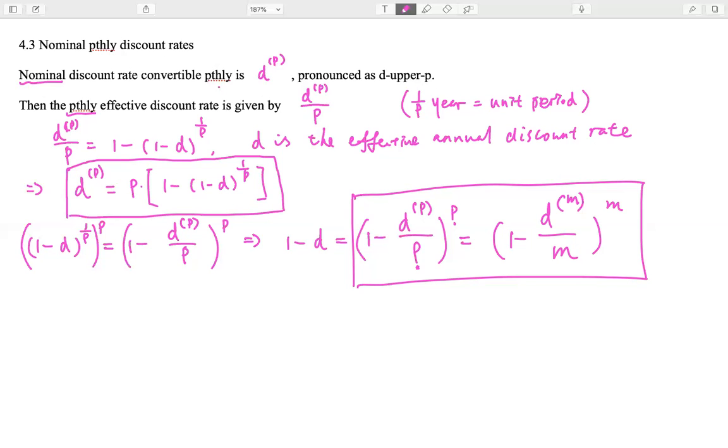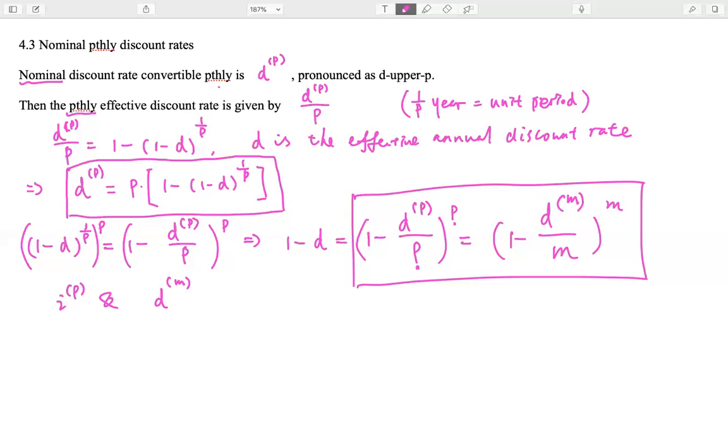Next, we study the relation between this, let's call this i upper p, and d upper m. One is a nominal interest rate, the other is a nominal discount rate, and they have different frequencies. One is p, the other is m. Let's take a look at their relation.